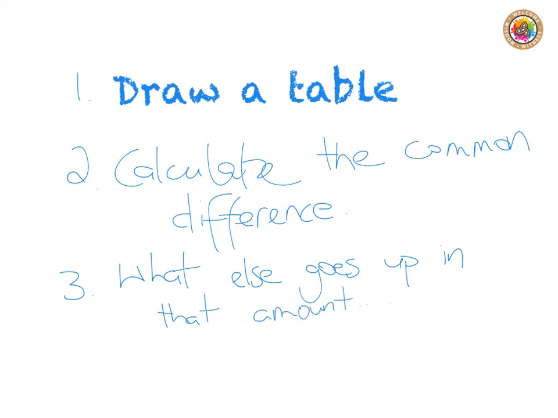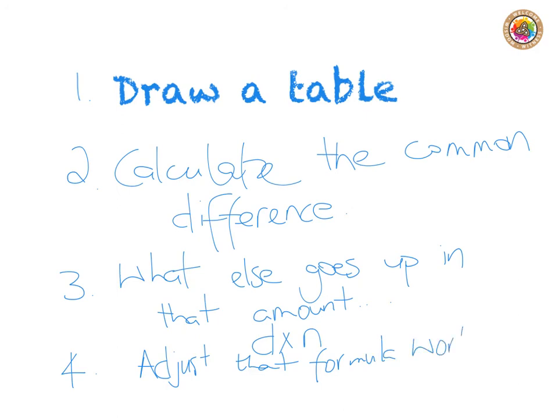Generally I will say that's my common difference, my d, multiplied by n, for any number. And then number 4, I adjust that formula or that rule so that it works with my sequence. And that's it. Very simple. Then again I test it out just to make sure that I'm correct. Okay, so have a look at one of the questions and off we go.